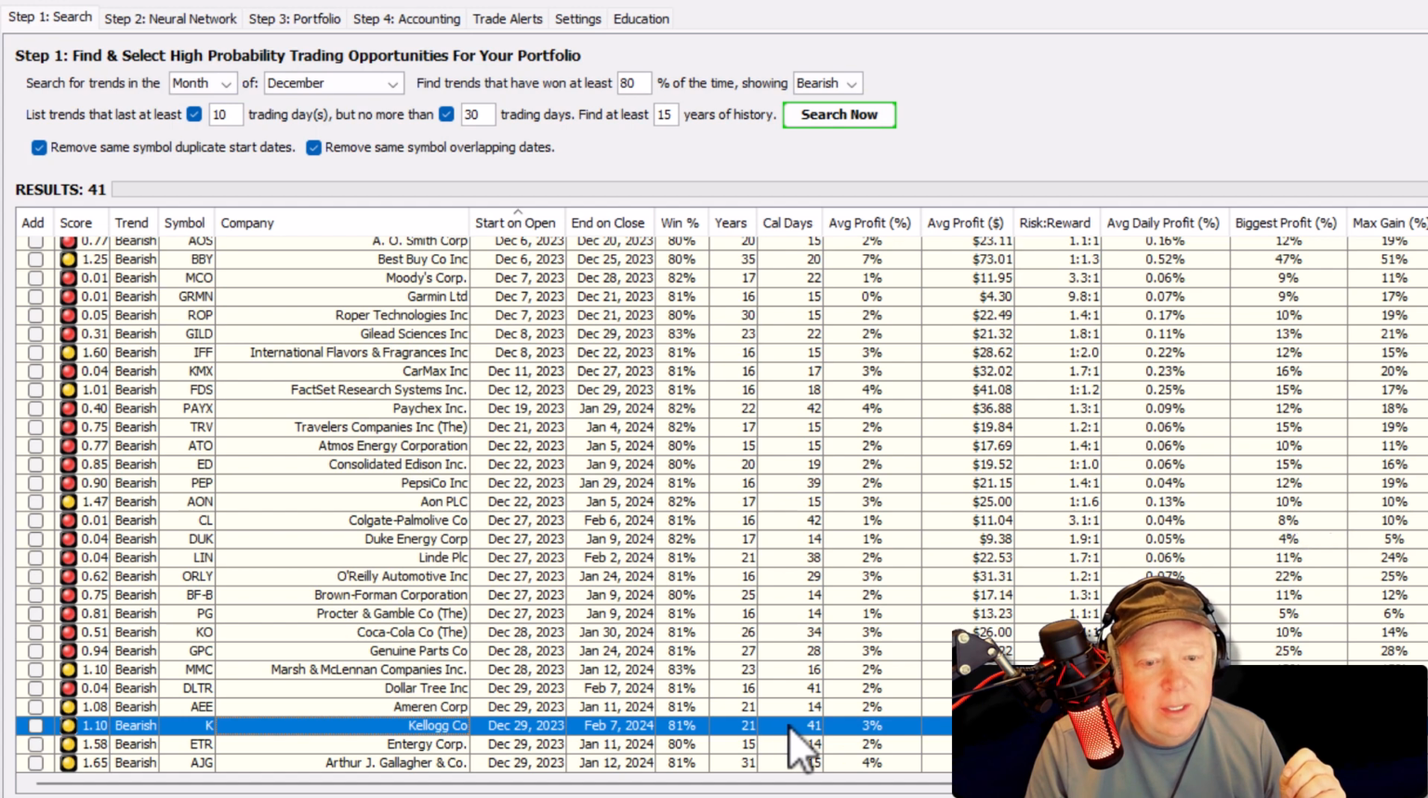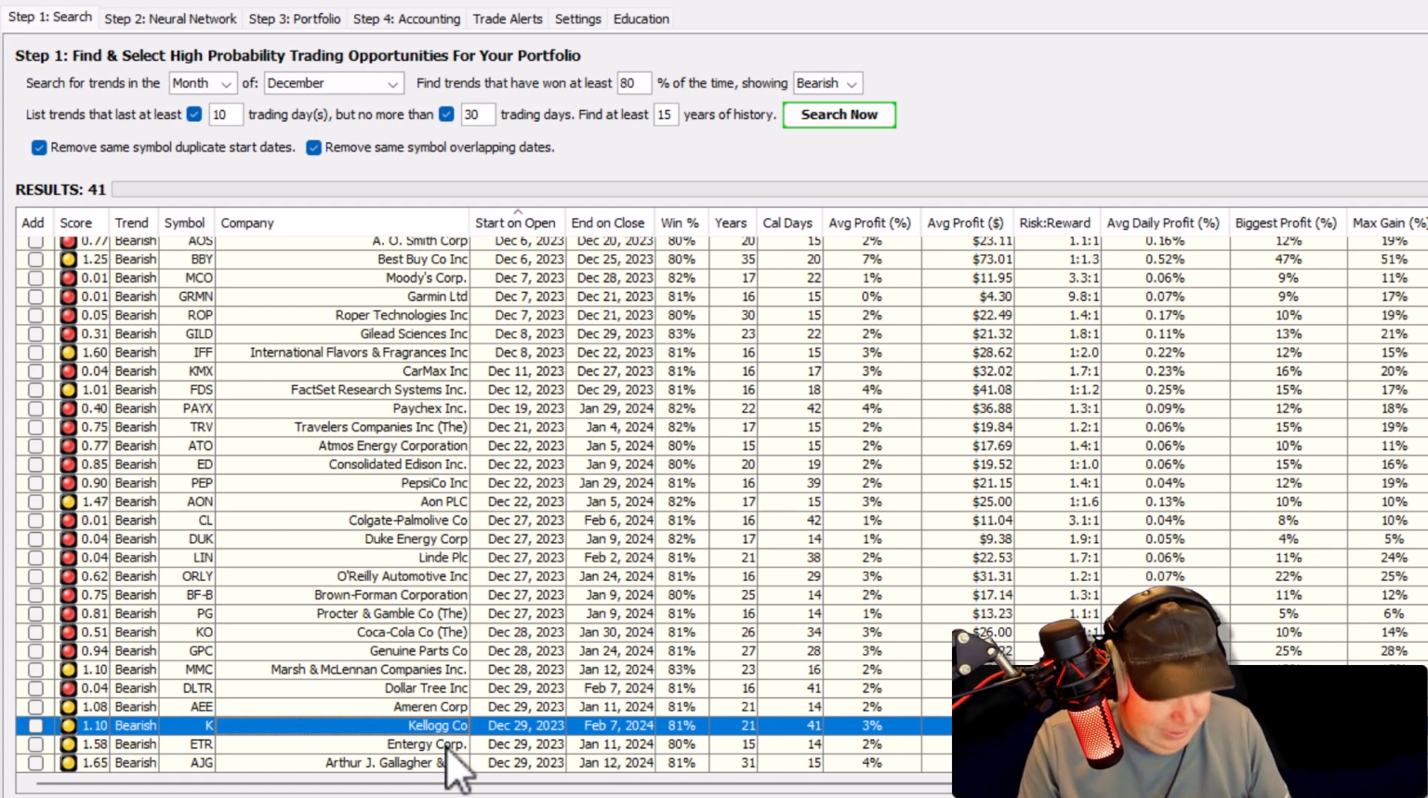That's not a long period of time. What? Oh, well, that's 41 calendar days, so it's longer than I give it credit for. Oh, into February. I was thinking January 7th. February 7th, that's 41 days. That baby, don't be eating Kellogg's in the months of January and February. Energy Corporation, Arthur J.